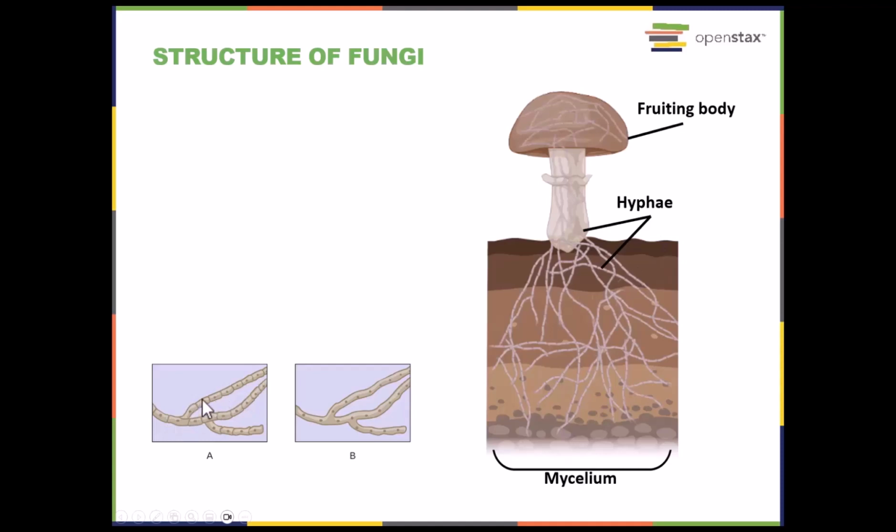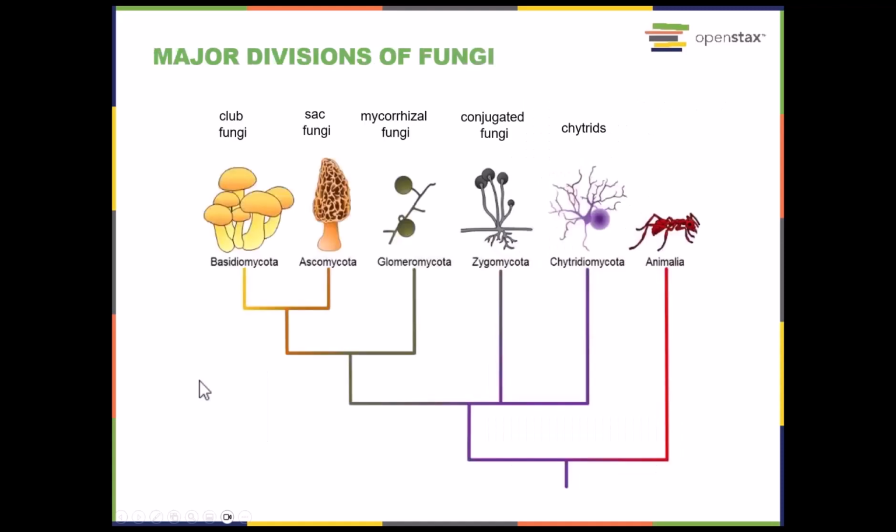The hyphae can have actual septae between the individual cells, or they might not. So this could all be one huge cell with lots of different nuclei in it, but they're not separated by a membrane. Here they are. Let's take a look at the major divisions of fungi. We have club fungi, mushrooms you're used to, sac fungi, mycorrhizal fungi, we have the conjugated fungi, and we also have chytrids. And then this is just showing where animals fall in relation to the fungi.